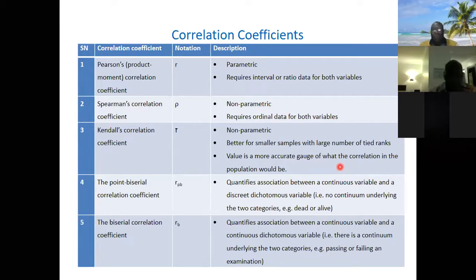Then the last two are quite interesting. I think I talked about it last week also. They are called point biserial correlation. Point biserial is a situation where you have one continuous variable and one dichotomous variable. What do you mean by dichotomous variable? A variable that has only 2 categories.